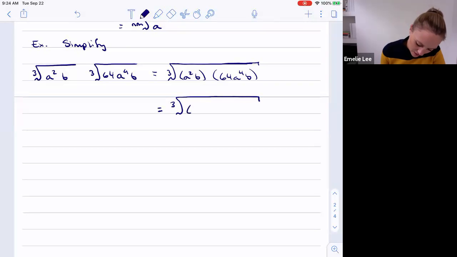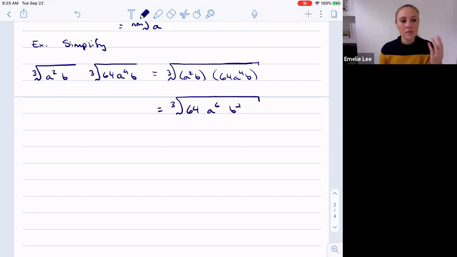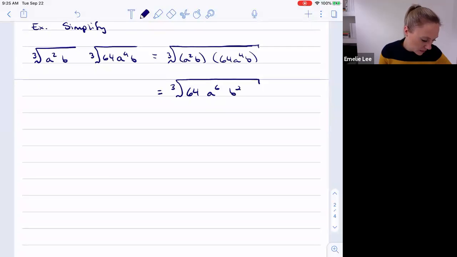And I've got 64 times a to the power, so I've got a squared times a to the fourth. I know I can just add those exponents, so I've got a to the sixth. I am skipping a couple of steps now; we're working a little bit faster than we have been. So b times b is b squared. b to the 1 times b to the 1 is b to the 1 plus 1, b squared.